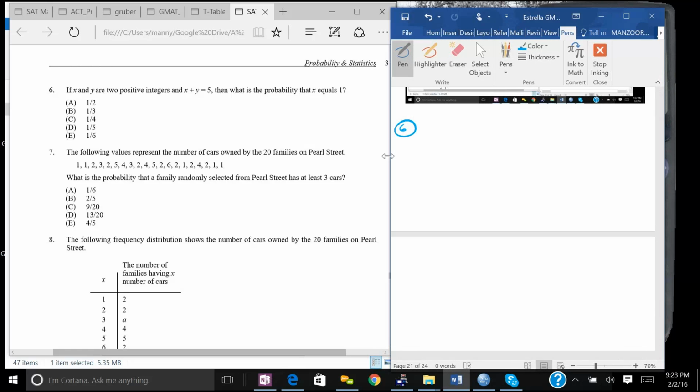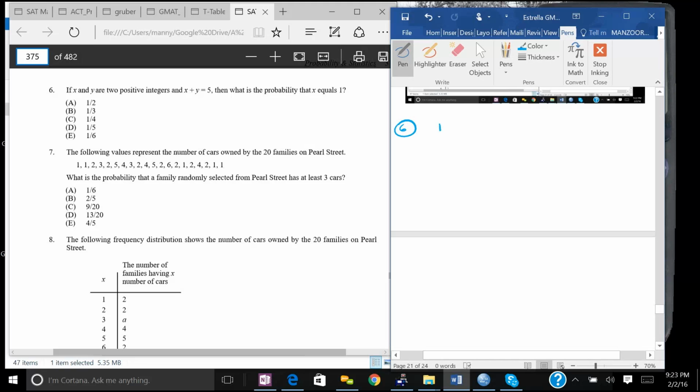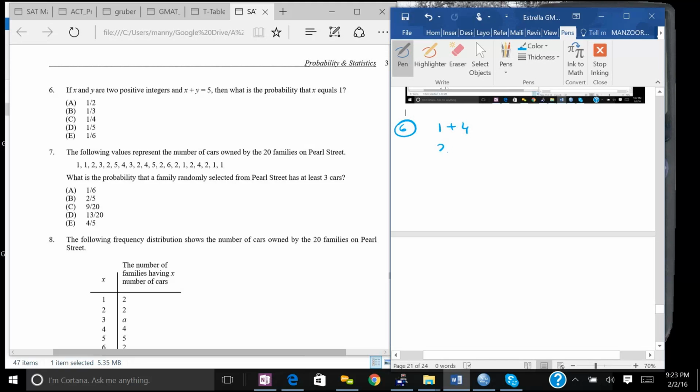How many ways can you get X plus Y? You could get 1 plus 4, 2 plus 3. Oh, you got 1/4, right? Yeah, that is correct. X equals 1. That's like 4 of those, 1/4. That's correct. Okay. So, number 7?